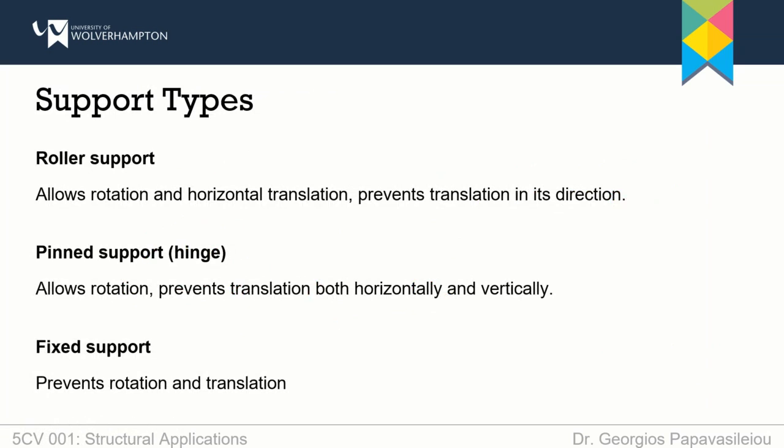And let's go to the types of supports that are used. Well, we have three types of supports. We have roller supports, which prevent the translation in one direction. We have pin supports that allow rotation but prevent any translation movement. And we have fixed supports that prevent any rotation or translation. These are the main types of supports. There are other types of supports also used. However, in this module, we will be using only these three types.